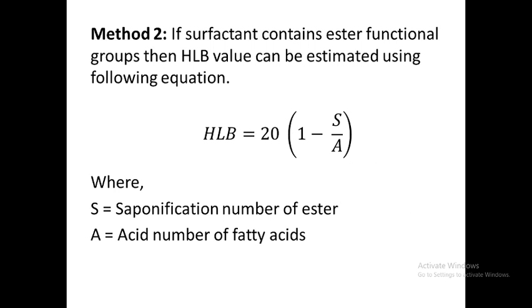Then the next method is based on the saponification number and acid number of surfactants. Surfactant HLB value can be calculated using the formula 20 × (1 − S/A), where S indicates the saponification number of the ester group in the surfactant and A indicates the acid number of the fatty acid. So this is a simple equation. If you know the saponification number and acid number, you can calculate the HLB value of the surfactant.